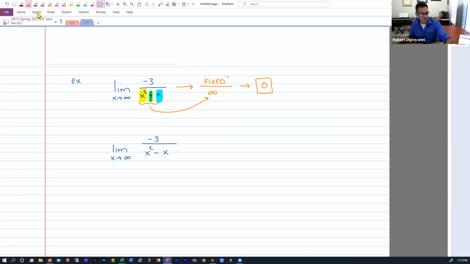Okay, please put a little star next to this because this is important. I mean, this is all important. Everything I'm saying here today is important, but this one, students seem to make mistakes on this one. So let's just do this. If we let x go to infinity, of course, the numerator is -3, so it's a fixed number. It's negative, and then over.